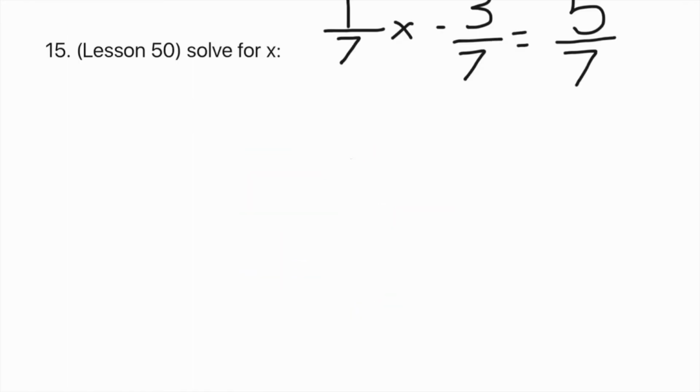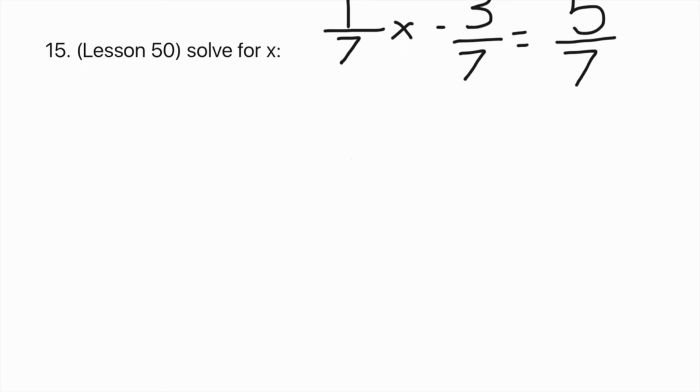Number 15, it also comes from lesson 50, and they want us to solve for x. It looks like it got a little bit cut off, so sorry about that. It's 1/7 x minus 3/7 equals 5/7. And again, this problem, we're very familiar with doing these. It's just solving for x. However, this time we just have to work with fractions.